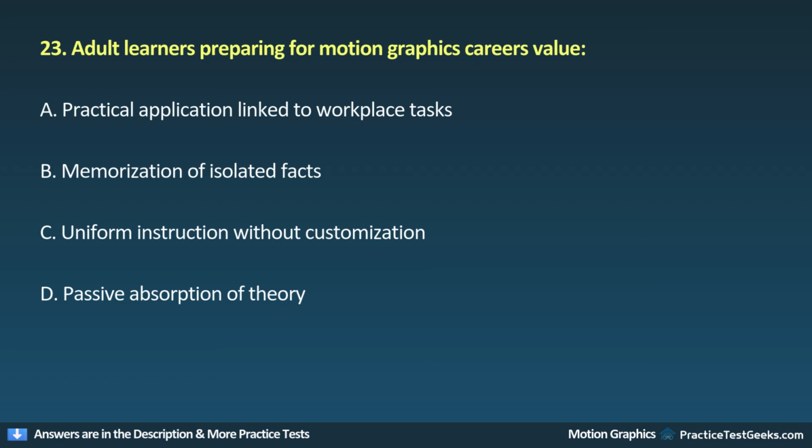23. Adult learners preparing for motion graphics careers value: A. Practical application linked to workplace tasks. B. Memorization of isolated facts. C. Uniform instruction without customization. D. Passive absorption of theory.